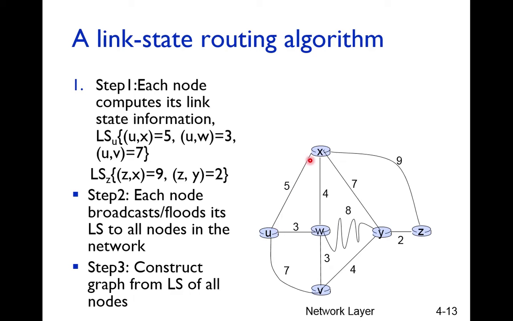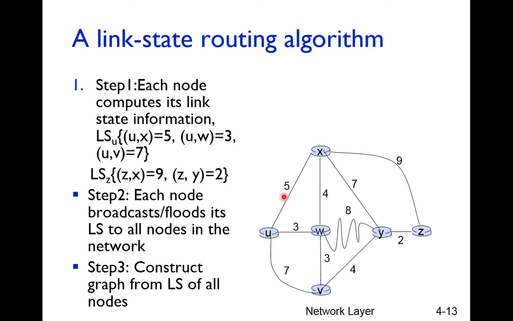And what is the cost of each link? For ux, its cost is 5. uw, its cost is 3. uv, its cost is 7. Suppose this cost represents the distance. For example, ux is at 5 meters, uw is at 3 meters, and uv is 7 meters. Similarly, what should be the link state information for node z? Node z has two direct neighbors, y and x. So zx, its cost is 9, zy, its cost is 2. So this is the link state information.